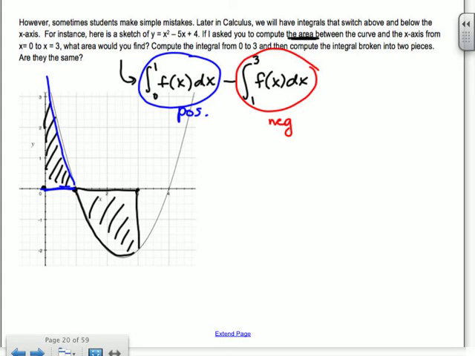Okay, so compute the integral from 0 to 3 and then compute the integral broken into two pieces. Are they the same? If you actually do the integral from 0 to 3 of x squared minus 5x plus 4 dx, see what you get. Use math 9: x squared minus 5x plus 4, and x goes from 0 to 3. You end up with negative 1.5. Did you guys get that? Yeah. Okay, now let's do the other one.